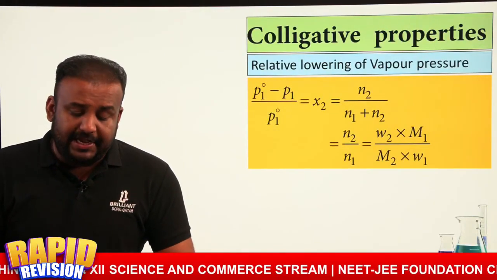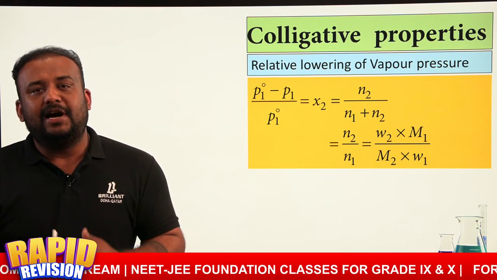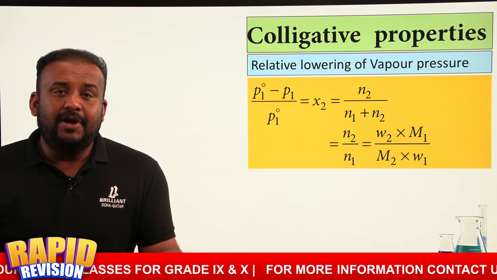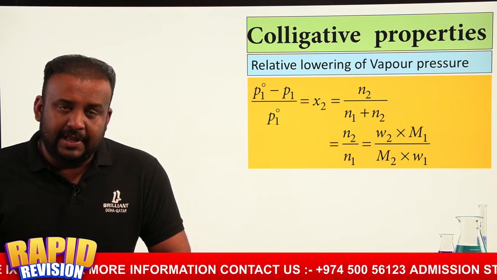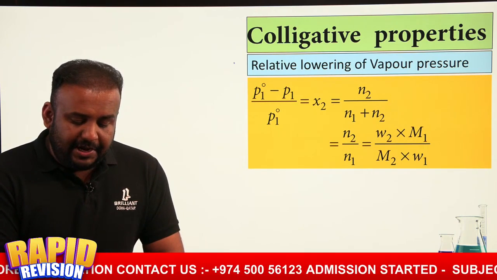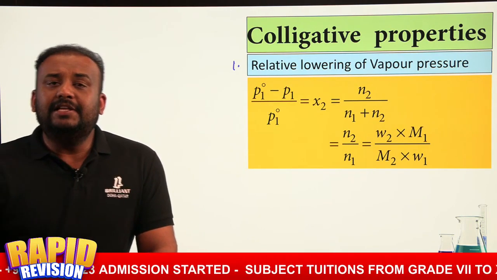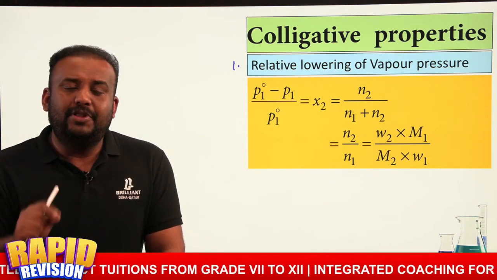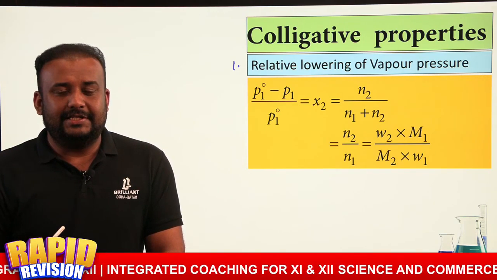Now, the next topic is colligative properties. As I said in between, colligative properties are those properties which are dependent on the number of moles of solute added, but not on the nature of the solute. For example, the first colligative property that we have is relative lowering of vapor pressure. You add any solute into a solvent like water, what will happen to the vapor pressure of water? The vapor pressure of water is going to decrease.